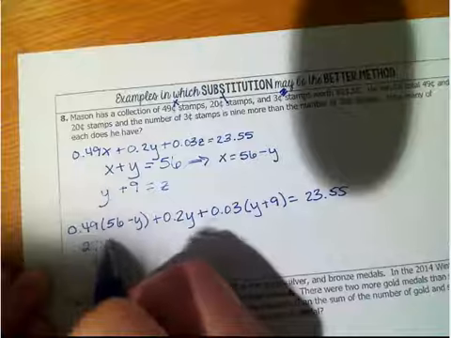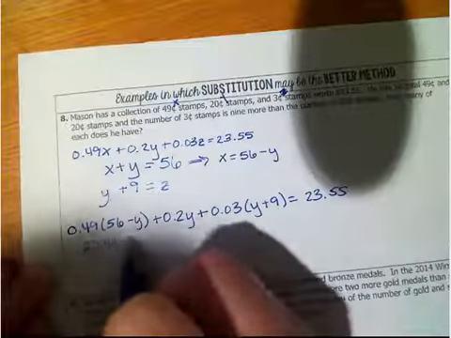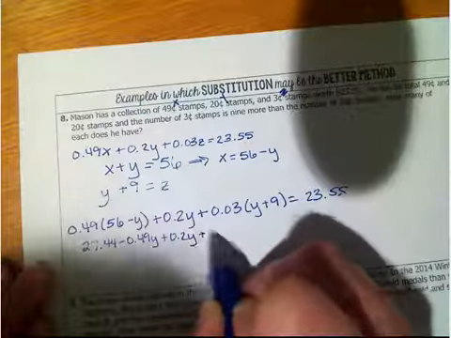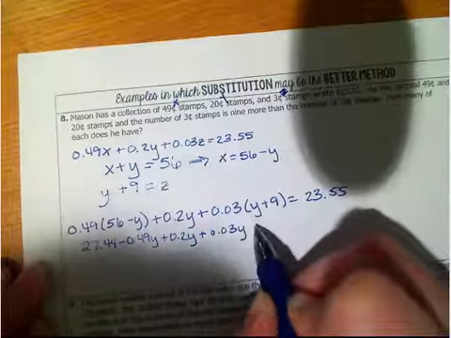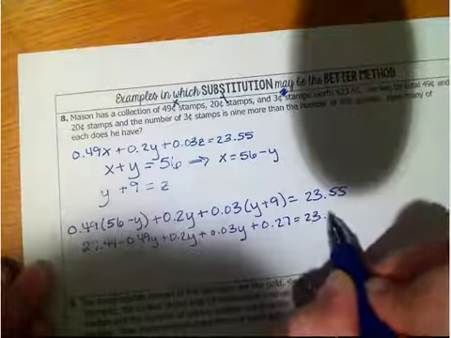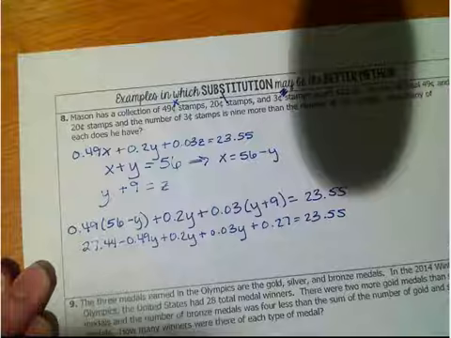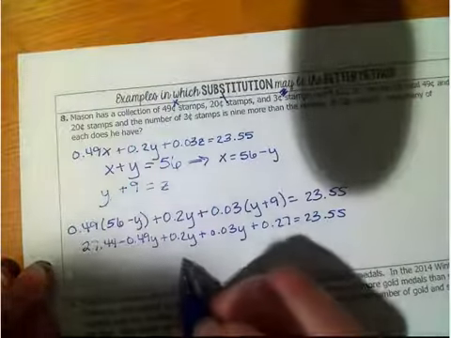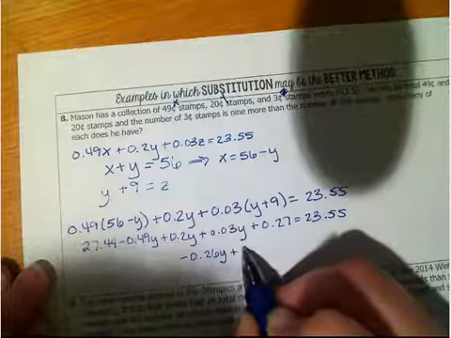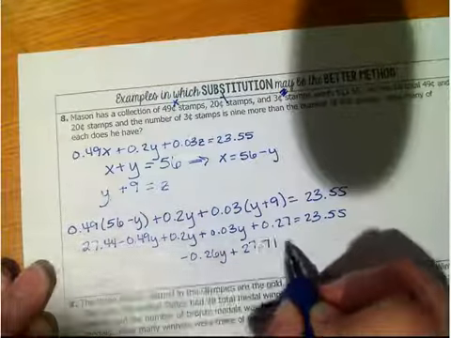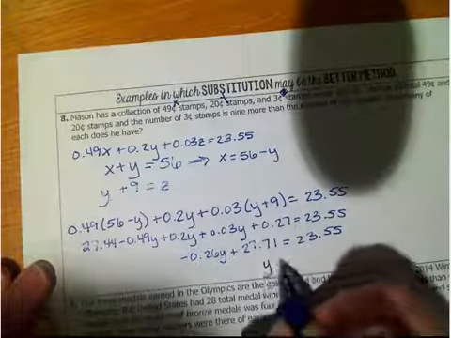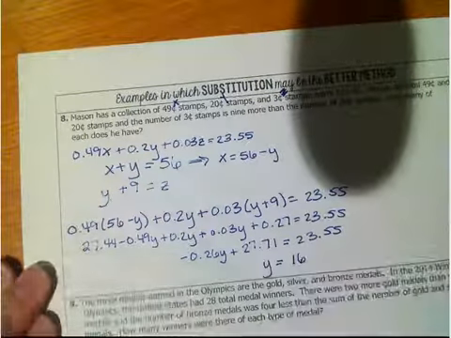Here I should get $27.44 minus 0.49y plus 0.2y plus 0.03y plus 0.27 equals 23.55. If I combine like terms, I should get negative 0.26y plus 27.71. Solve for y, and we should get 16.